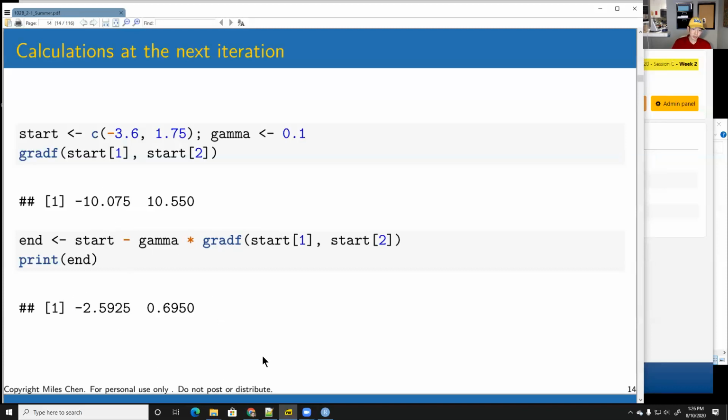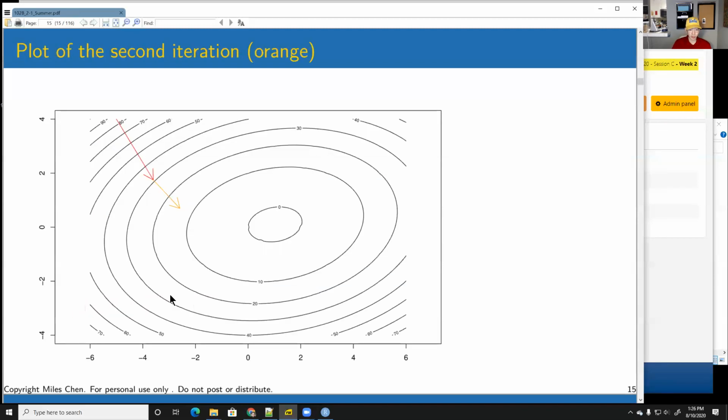So this is what we have. You find the gradient, and we take our starting location, find the gradient, and subtract off gamma times the gradient. This is going to be our ending location. So I'm going to plot negative 2.59 and 0.695, and that's right here. I've taken the step downhill. That was my first step. My next step goes from here to here, and I can just repeat this process.